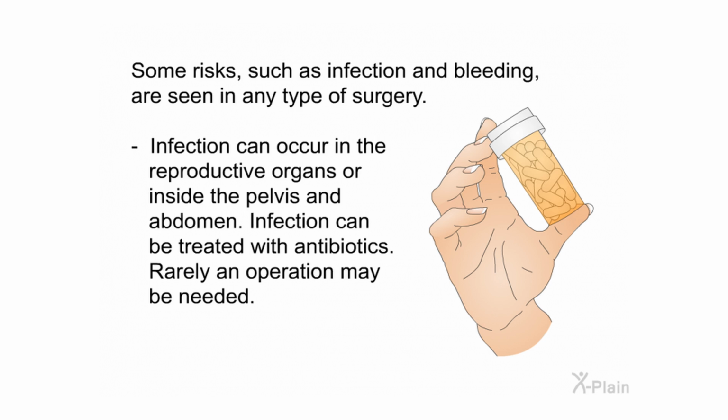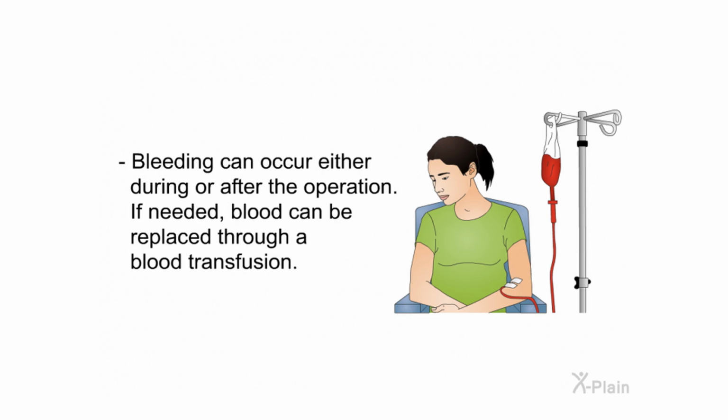Some risks, such as infection and bleeding, are seen in any type of surgery. Infection can occur in the reproductive organs or inside the pelvis and abdomen. Infection can be treated with antibiotics. Rarely an operation may be needed. Bleeding can occur either during or after the operation. If needed, blood can be replaced through a blood transfusion.